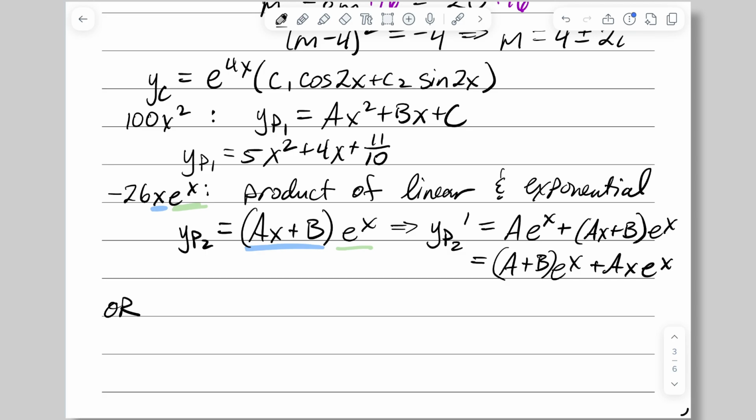As an alternative, when you have an exponential, it's going to show up in every term when you're using the product rule, because whether you differentiate it or not, you have that exponential, right?